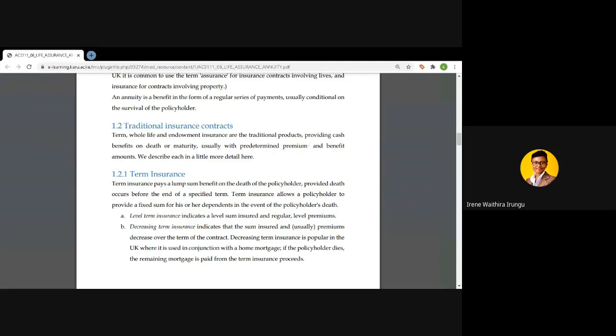Conversely, we can have a decreasing term insurance, and this indicates that the sum insured, and usually the premiums as well, decrease over the term of the contract.